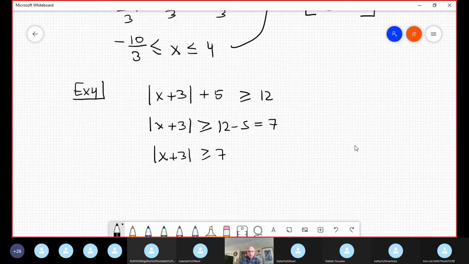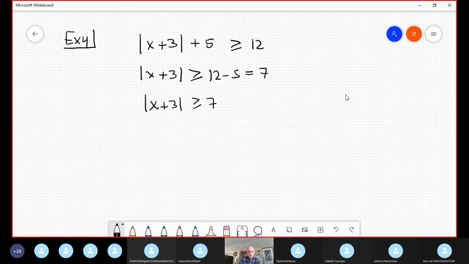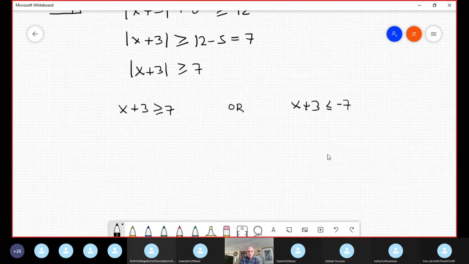Now, what is the organization? I know it's two pieces. So you copy x plus 3 two times. It's greater than or equal to 7, and it's less than or equal to negative 7. Making these two inequalities connected by "or", because it's a compound inequality. Remember, a compound inequality is easy because you solve it separately. And finally, we connect both.